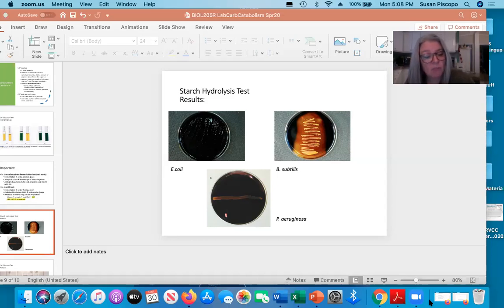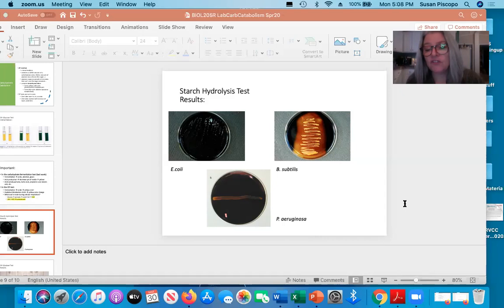Question 2 says all bacteria will hydrolyze starch. That one is not true because remember, that's the whole reason we do the starch hydrolysis test. We want to be able to see whether or not a bacterium can release its exoenzyme like amylase and break down the starch in its environment. That's a test we can use to distinguish microbes one from the other, whether or not they are capable of starch hydrolysis. So that brings us into the results section.